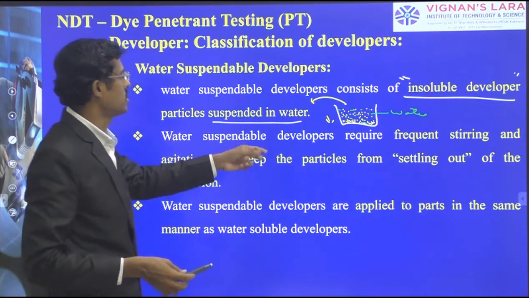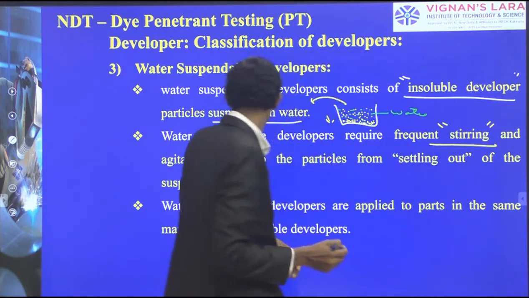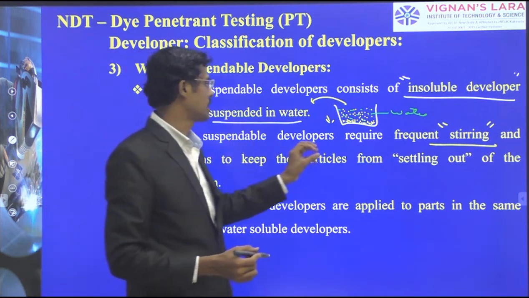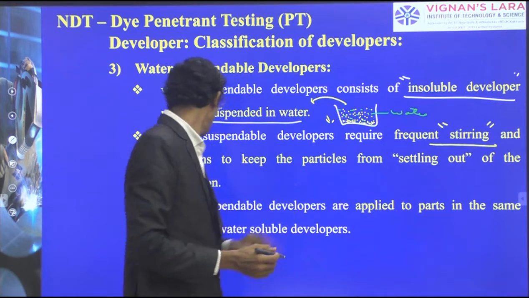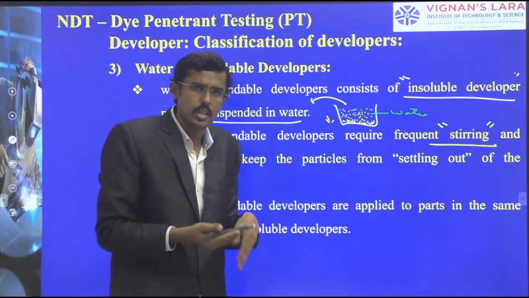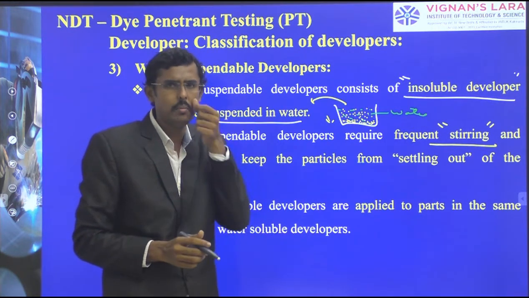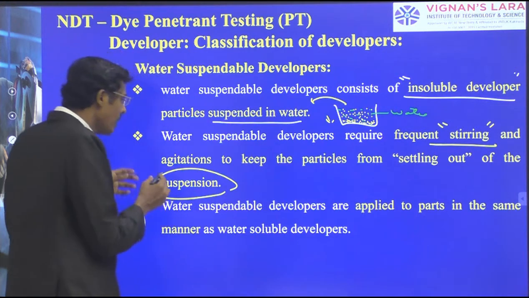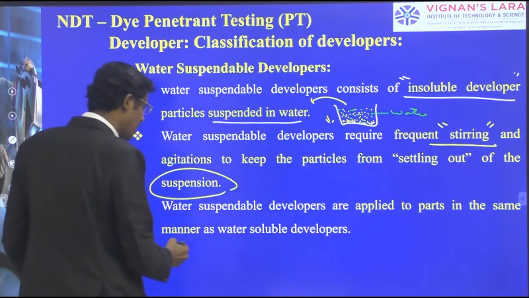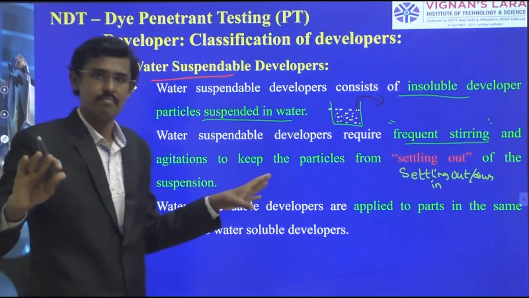Water suspended developers require frequent stirring and agitation to keep the particles from settling out of the suspension. So it should not settle at the bottom of the bottle. So we have to shake well before it is used. Water suspensible developers are applied to parts in the same manner as water soluble developers. So that methodology is the same.